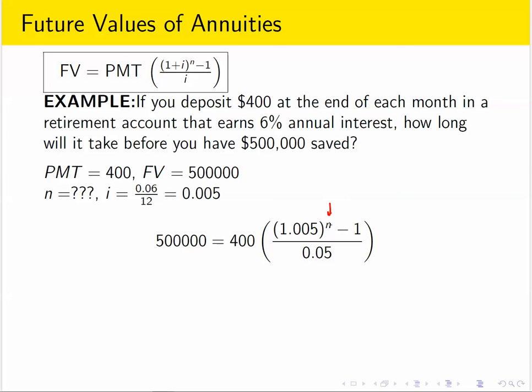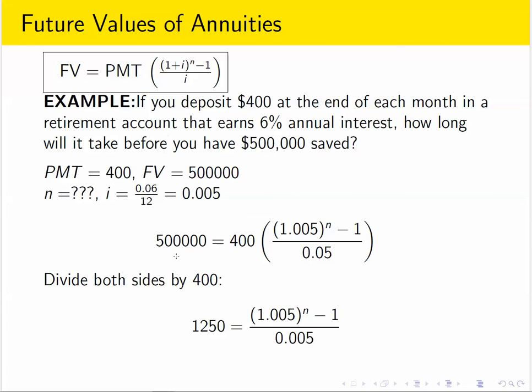Now, n is in the exponent, so we expect to solve for it somewhere along the way by using a logarithm to get it out of the exponent. We will end up with an exponential equation we can solve at some point. But we have a few algebraic steps we need to take first before we're ready to do that. To isolate n, the first thing we should do is divide both sides by 400, and then we can multiply both sides by 0.05.